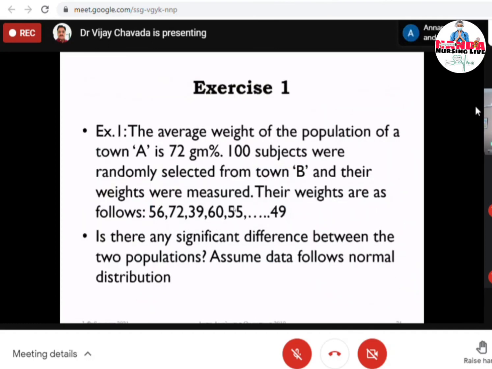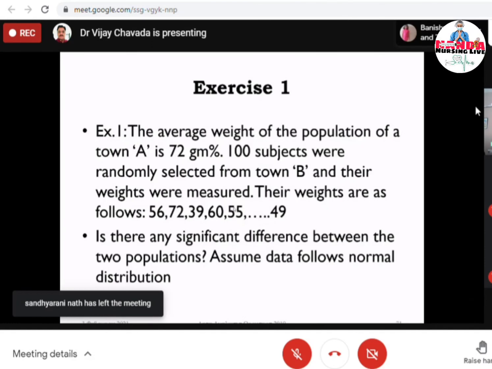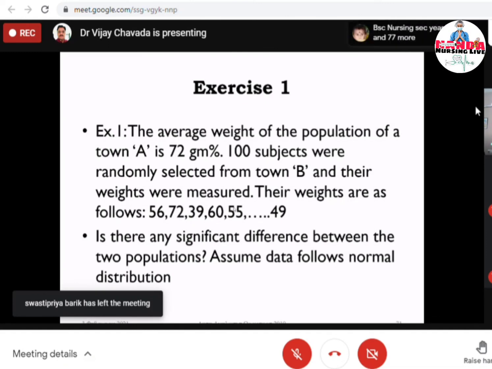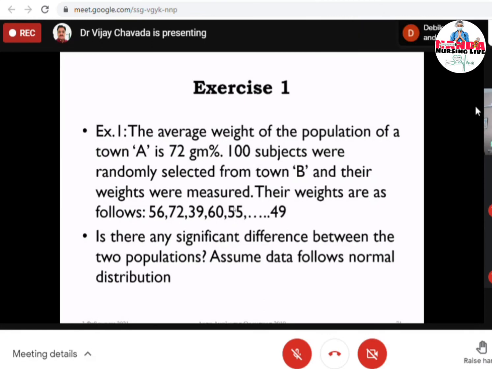So here we would like to go for one exercise. The exercise is: the average weight of the population of town A is 72 grams. Try to understand this. 100 subjects were randomly selected from town B and their weights were measured. Their weights are as follows, from 56, 72 up to 49. Now what we want to know is, is there any significant difference between the two?